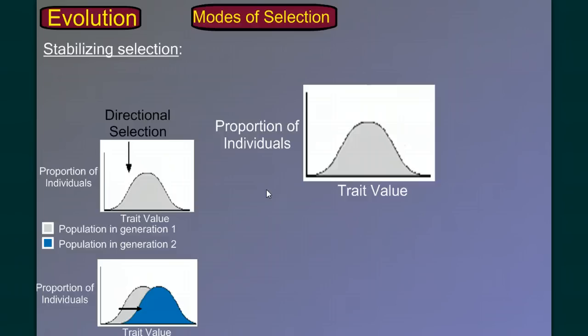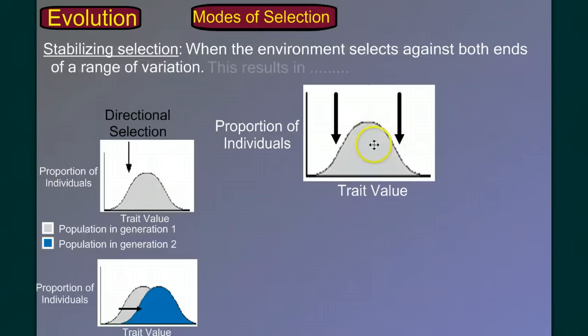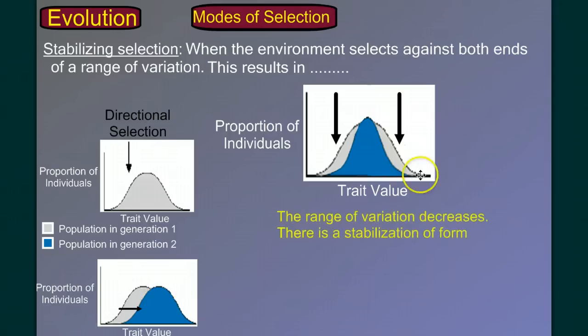We call this stabilizing selection. When the environment selects against both ends of the range of a variation, what will happen? It results in a narrowing of the range. We stabilize the form. So one end of the range is selected against, and the other end is selected against, and the middle is being selected for. So we have a much more narrow range of expression, and we'll stabilize.